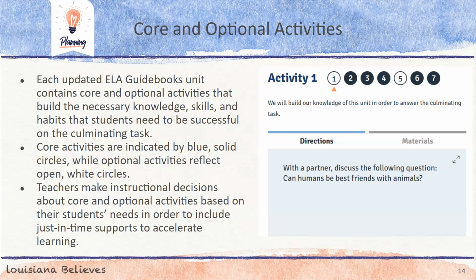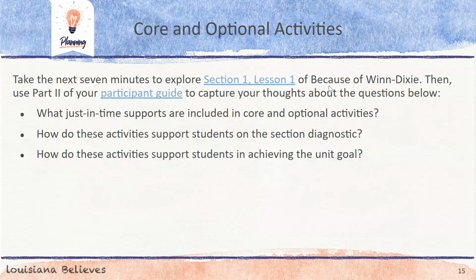As part of the updated units, each unit includes core and optional activities that build the knowledge, skills, and habits that students need to be successful in the culminating task. The core activity supports and optional activities can be chosen to provide just-in-time supports to accelerate student learning towards mastery of the unit goal. Core activities are indicated by a blue solid circle, and optional activities are indicated by an open white circle.